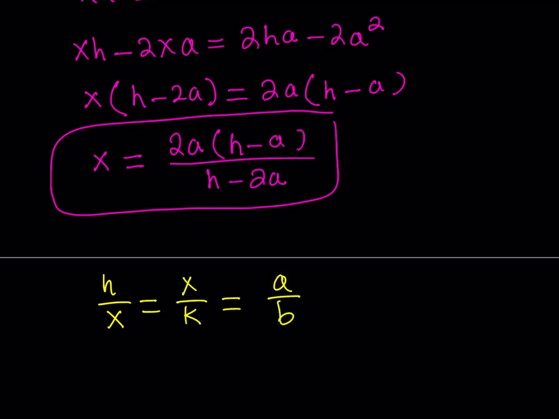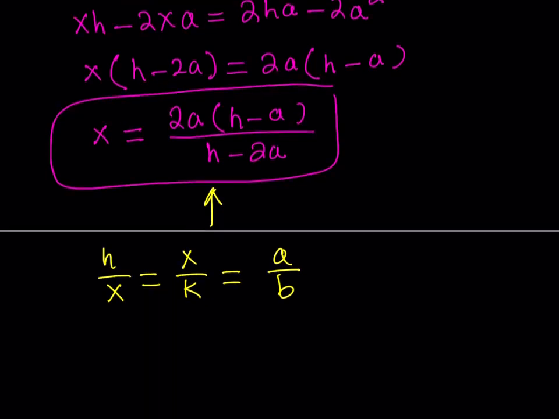So now using this proportion and using the above expression for x, I should be able to solve this. And again, my goal is to solve for x, to find x in terms of a and b. So let's proceed. What am I going to do? Well, if you look at this expression, you get a couple of nice things. For example, if you use the first two and cross multiply, you get something like hk equals x squared.